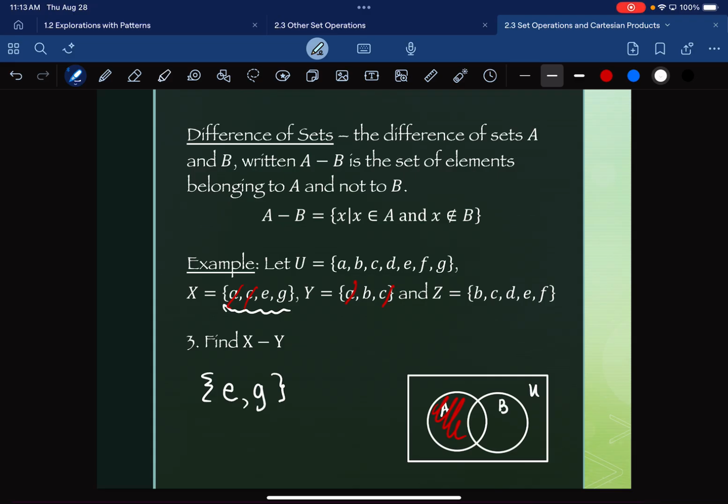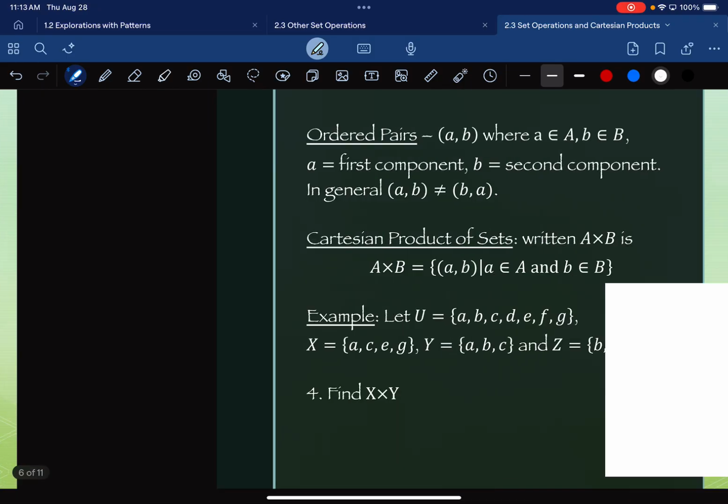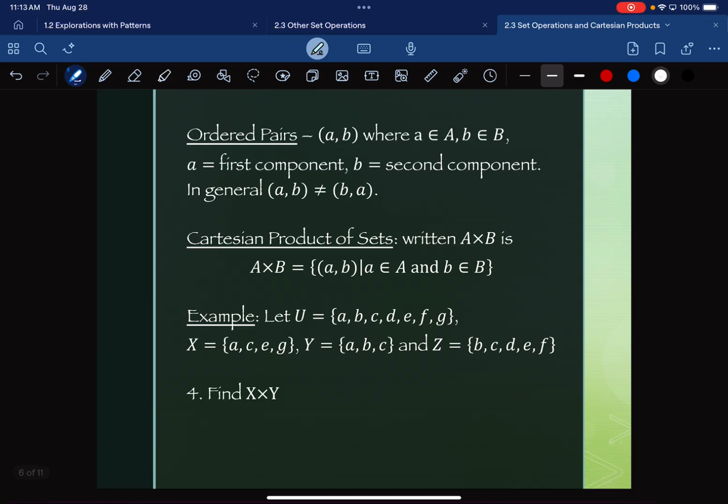The other part of our title said we were going to do Cartesian products. Okay, so that's the next part that we're looking at. So in order to talk about Cartesian products, we have to talk about what are called ordered pairs. Now, you've seen ordered pairs in algebra before, and it's similar. So an ordered pair is in parentheses, letter A, letter B, right? Where the letter A, the first component, comes from one set, and the second component comes from another set.